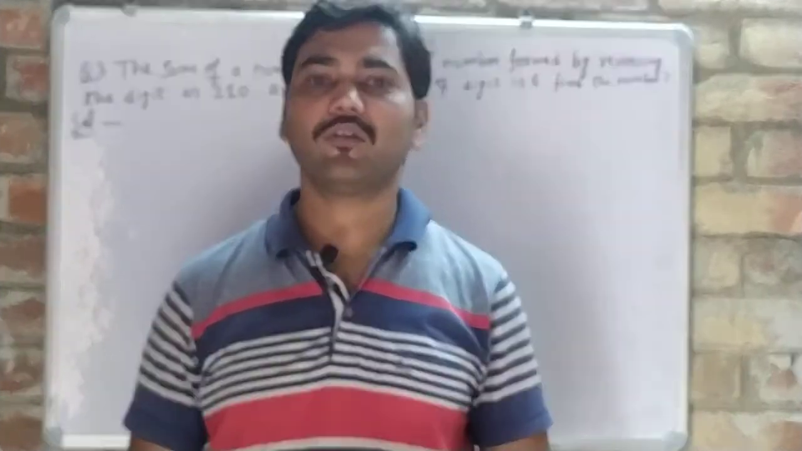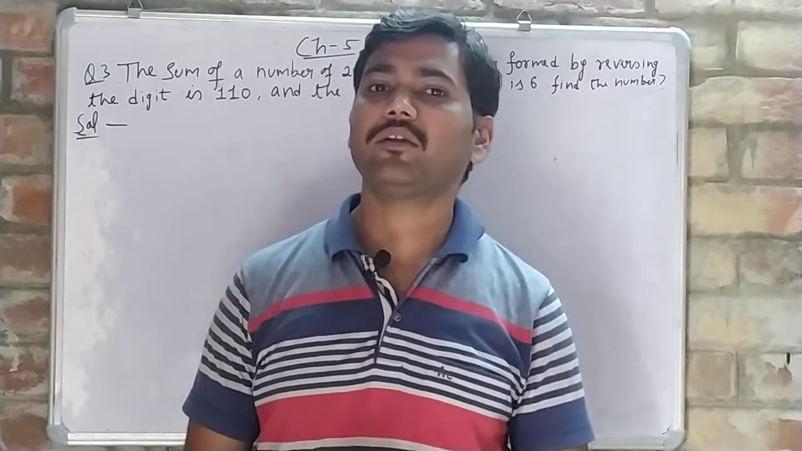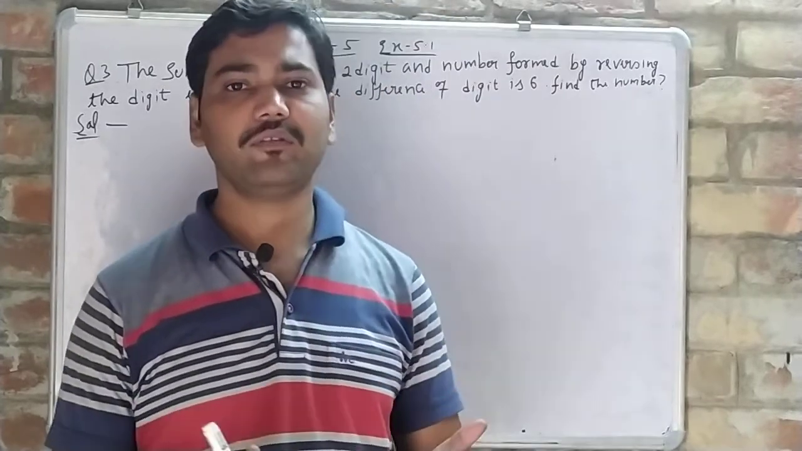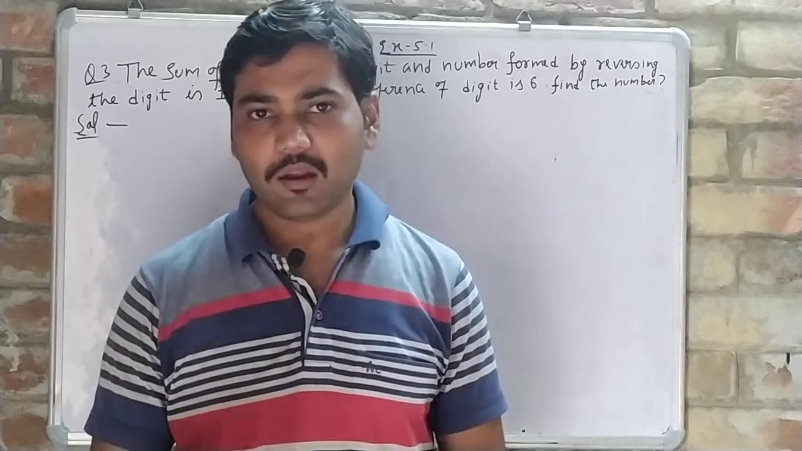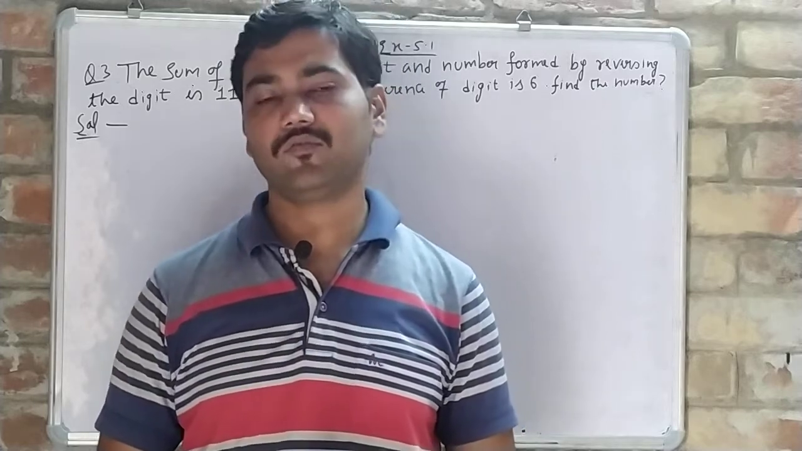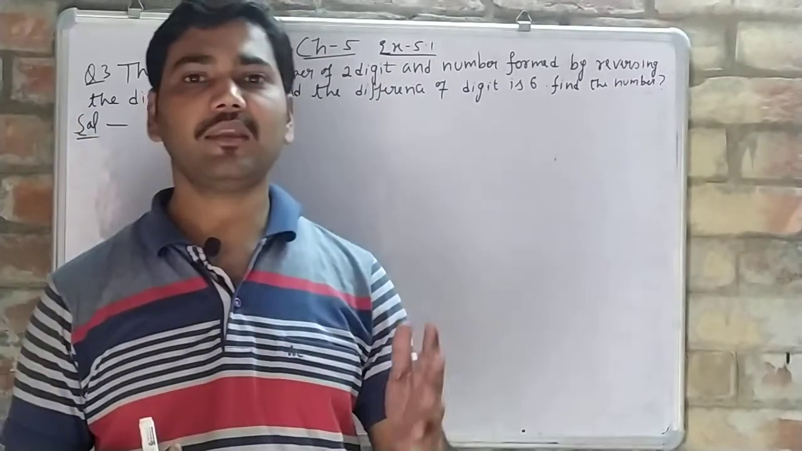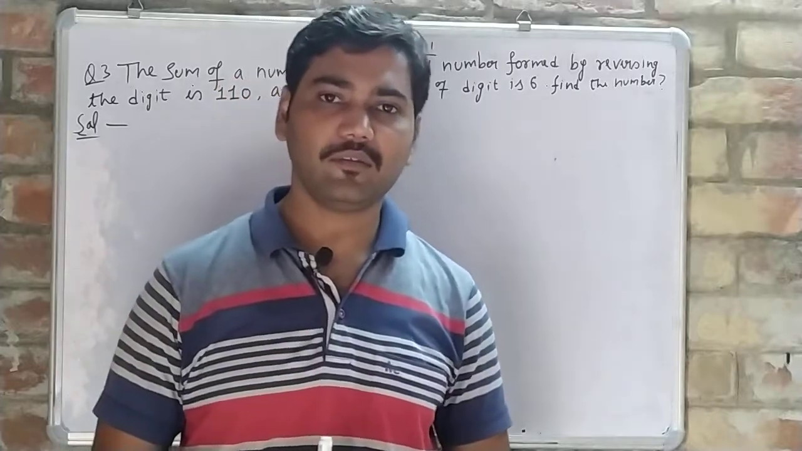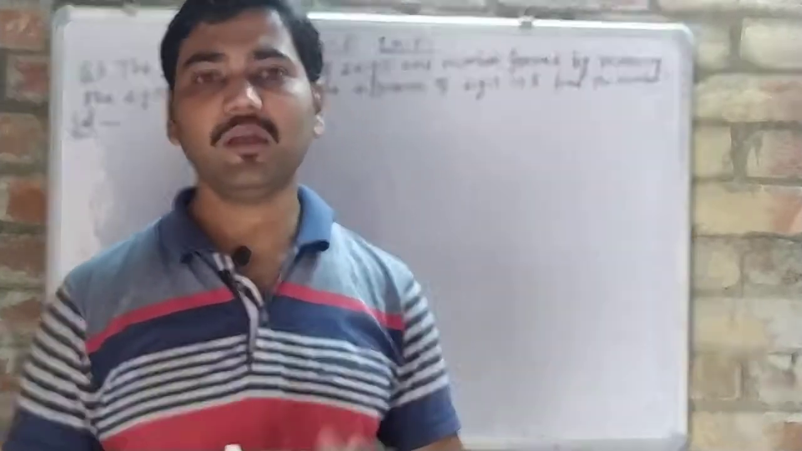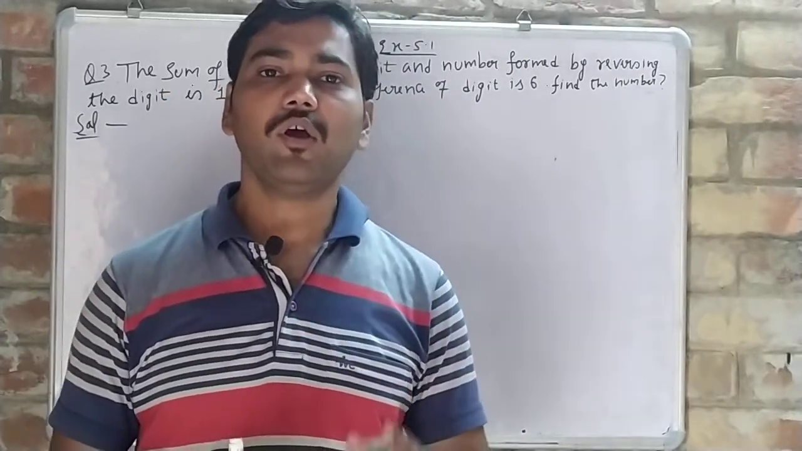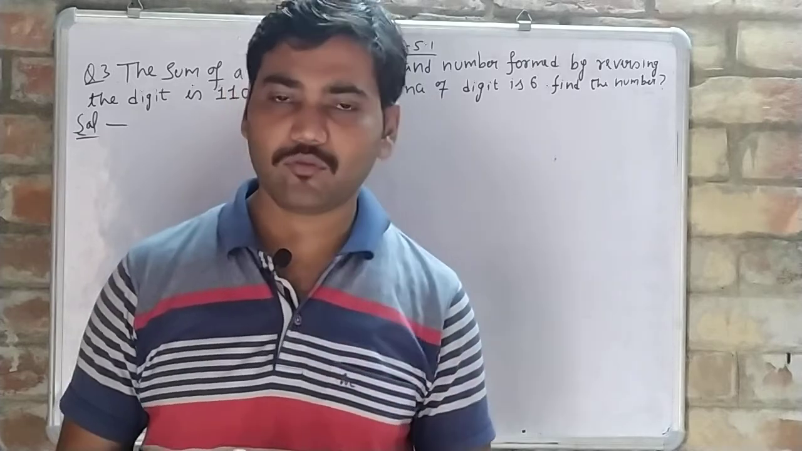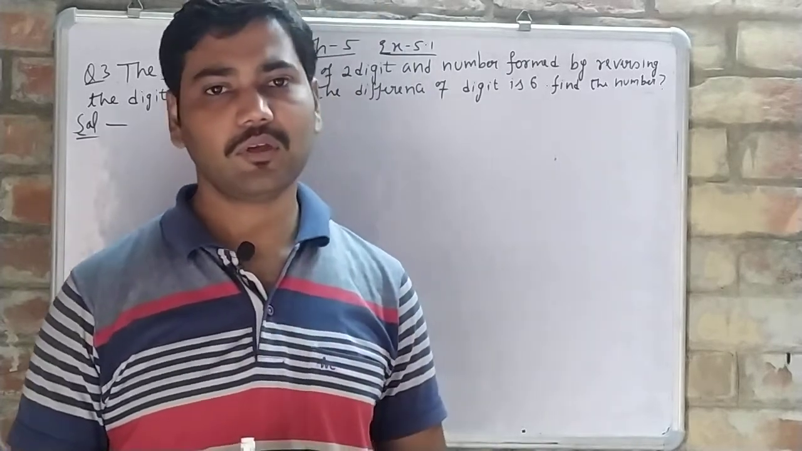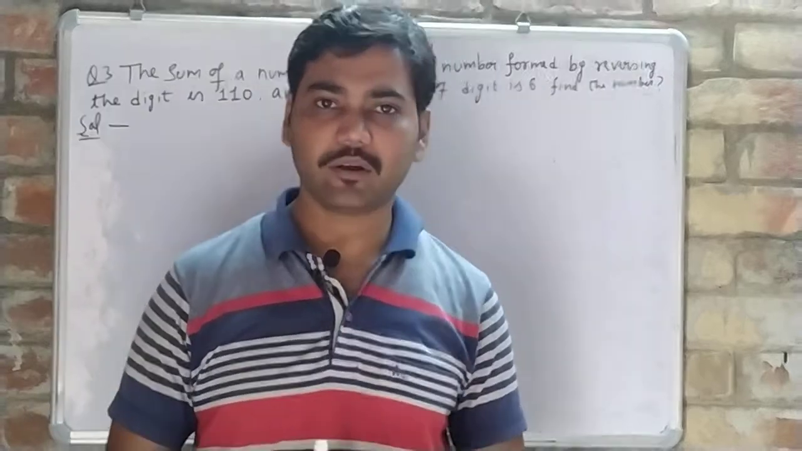I have given an introduction of playing with numbers. In that introduction, I have explained you about the original number, how it forms, and how the reverse number of that is formed. If the original number is 10a plus b, then the reverse number will be 10b plus a. What we do is change the digits of the unit place and tens place. I have explained that in my introductory video.